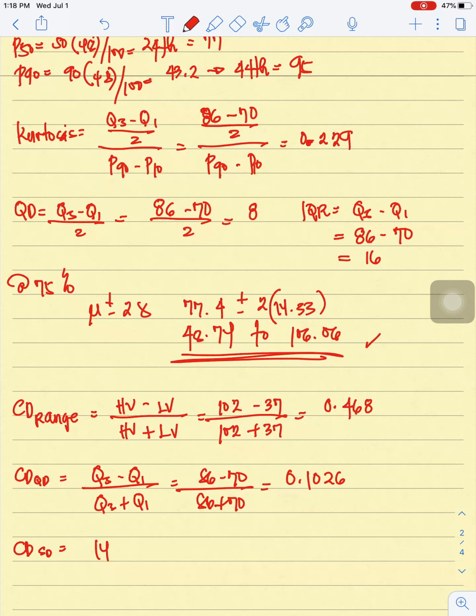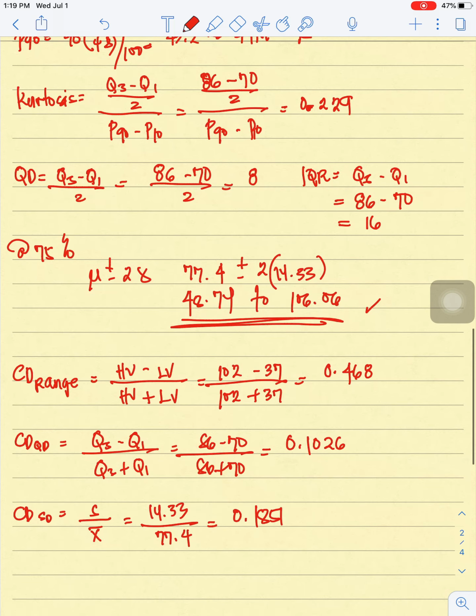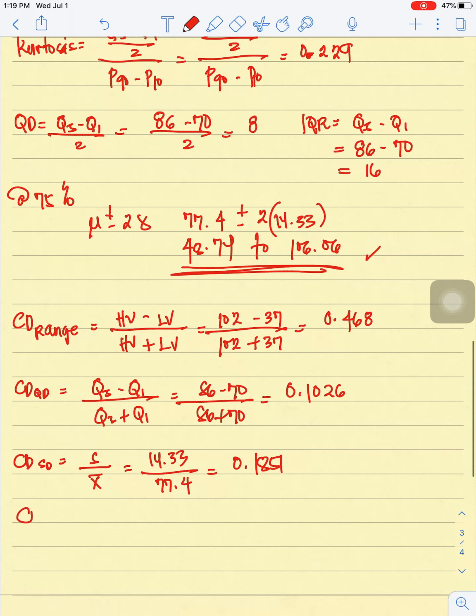Okay? For the CD of the standard deviation, that is the coefficient of variation, that is S over X bar. That is 14.33 divided by 77.4, and that is equal to 0.1851.